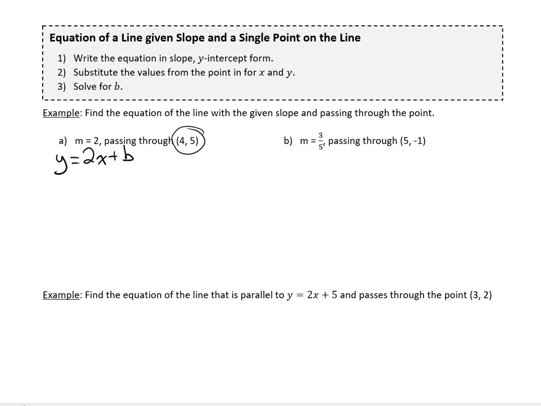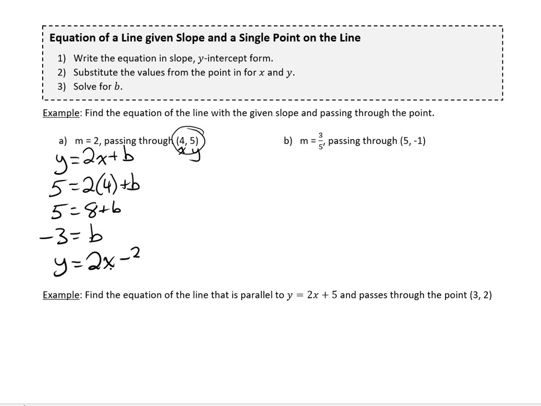So we'll substitute in the points. So remember, that's my x, that's my y. So 5 is equal to 2 times 4 plus b. So 5 is equal to 8 plus b. I will subtract 8 from both sides to get b by itself. And I will have negative 3 is equal to b. And then I have my formula. y is equal to 2x minus 3.